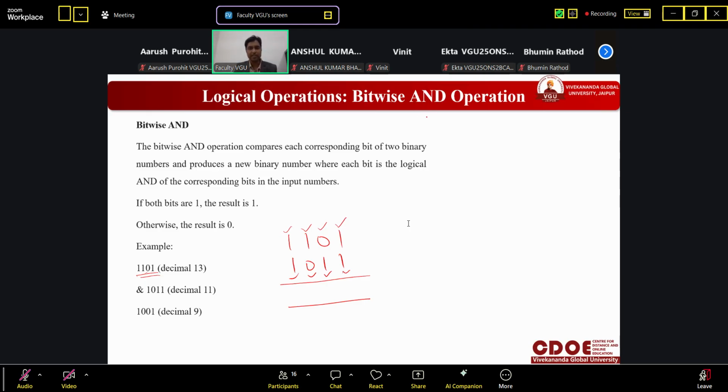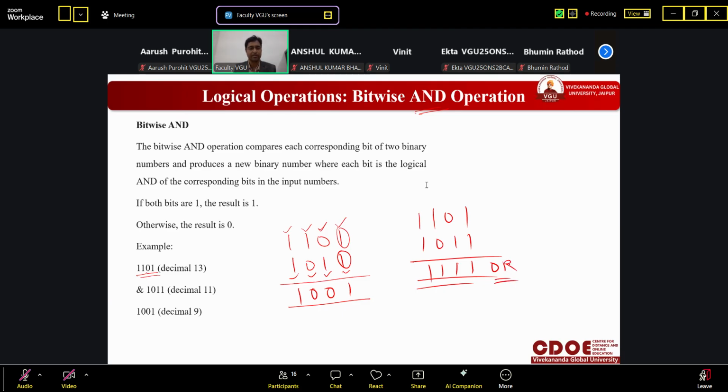If it is an AND operation, what will happen? If both are 1, then it will be 1. If the bits are 0 and 1, it will be 0. Both are 1, it will be 1. Similarly, for the OR operation, what will happen? For OR, any one bit should be 1. Both are 1, so it will be 1. At least one is 1, so all will be 1.